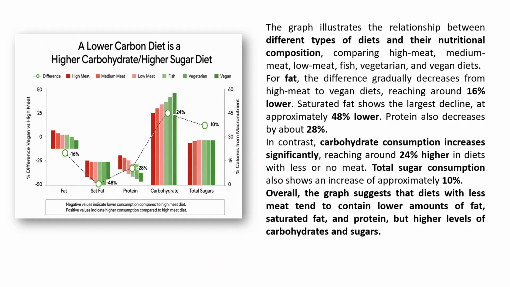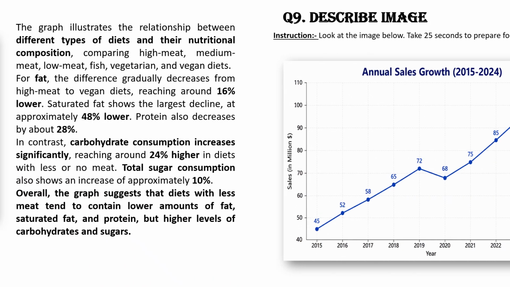In contrast, carbohydrate consumption increases significantly, reaching around 24% higher in diets with less or no meat. Total sugar consumption also shows an increase of approximately 10%. Overall, the graph suggests that diets with less meat tend to contain lower amounts of fat, saturated fat, and protein, but higher levels of carbohydrates and sugars.